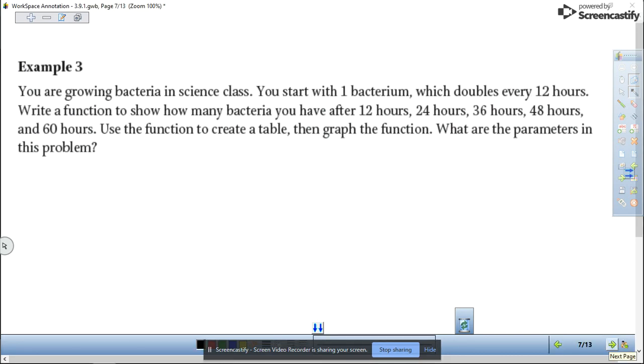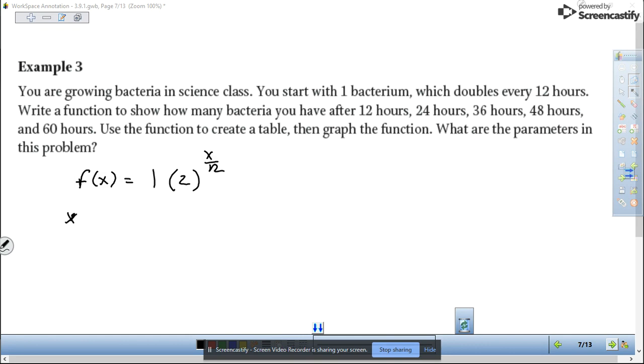All right, last example. You're growing bacteria in science class. Start with 1, it doubles every 12 hours. Write a function showing the bacteria you'll have after 12, 24, 36, 48, 60 hours. So basically, the exact same setup as before. So f of x equals 1, because you started with 1, and it's doubling, and then every 12 hours, so x over 12.